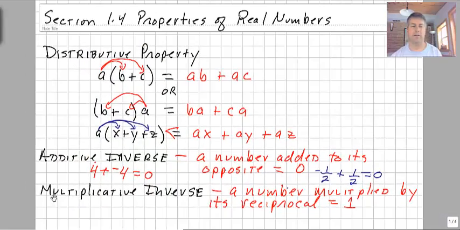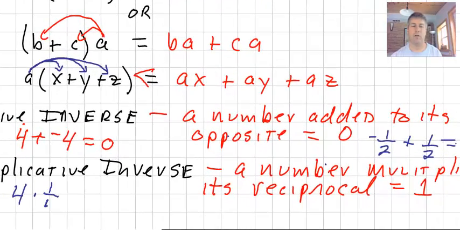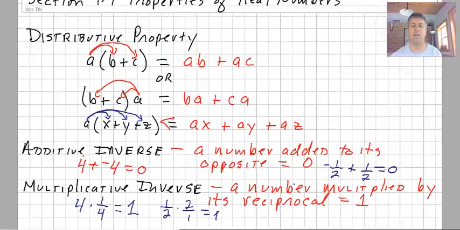On to the multiplicative inverse. The multiplicative inverse, any number multiplied by its reciprocal is 1. So if I want to, I can work with 4 again. So work with 4, the multiplicative inverse of 4. Well, I want my result to be 1, so I have to multiply it by 1/4. So the multiplicative inverse is essentially the reciprocal. So the reciprocal of 1/2 is 2. 1/2 times 2 over 1, that equals 1.